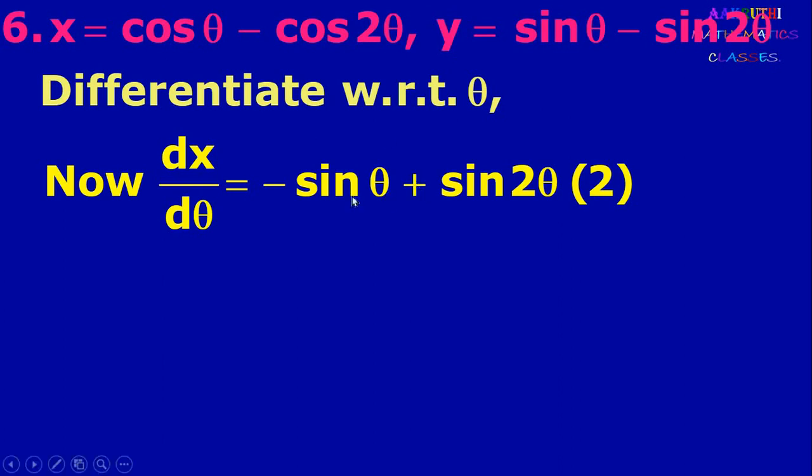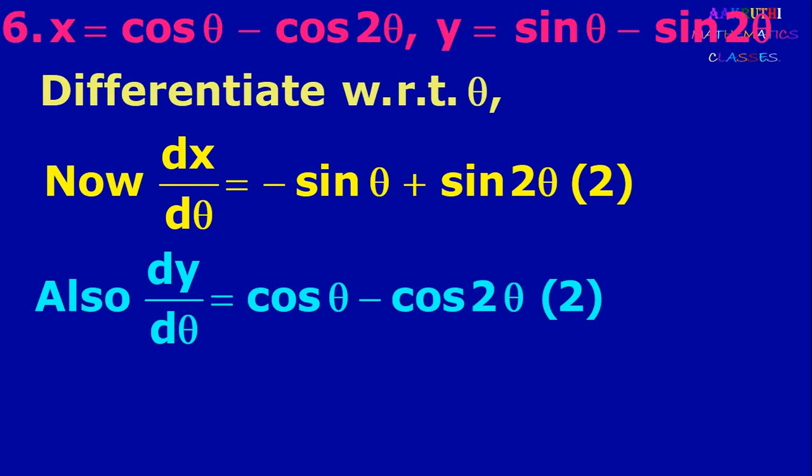Now cos theta differentiation is minus sin theta, and minus cos 2 theta differentiation is minus of minus, which is plus, sin 2 theta. Again you have to differentiate 2 theta. 2 theta differentiation is 2. Next find dy by d theta.